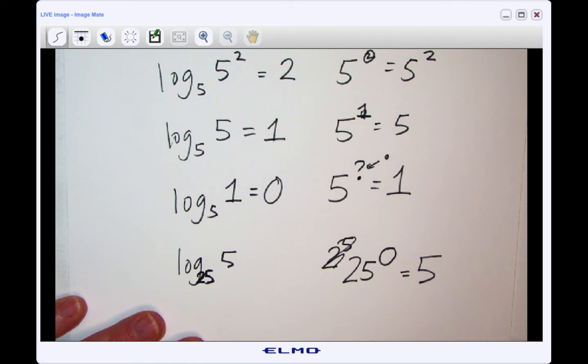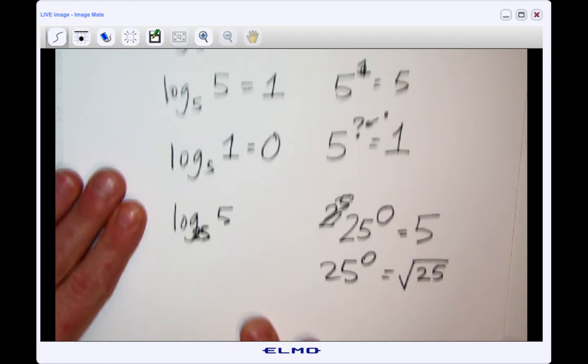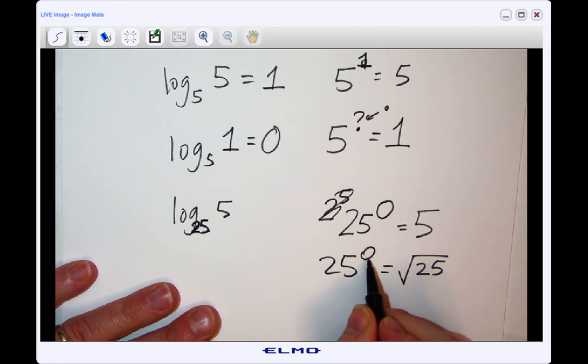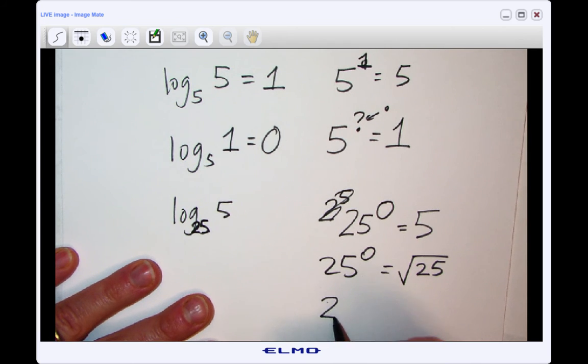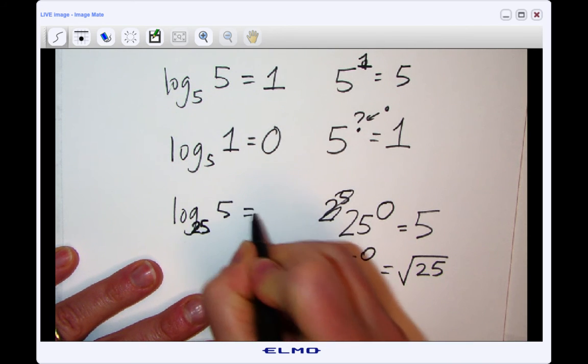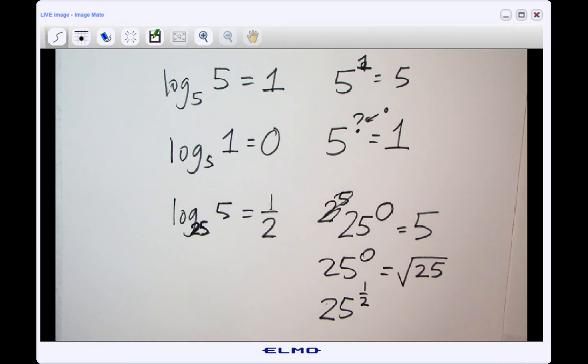Well, do you remember this one? If we want to think about it this way, we could think of 5 as the square root of 25. Well, what would my exponent be? If you remember from your exponent rules, that has to be a 1/2 because that's the same thing as square root. So this one would be a 1/2. So that's a little brief lesson on how to evaluate your logarithms and what they kind of stand for.